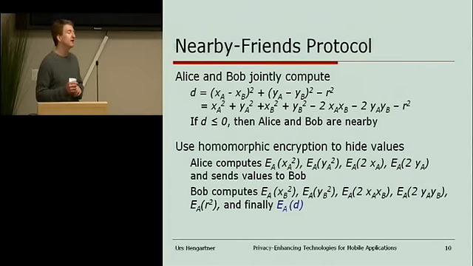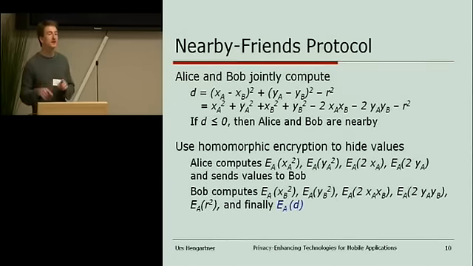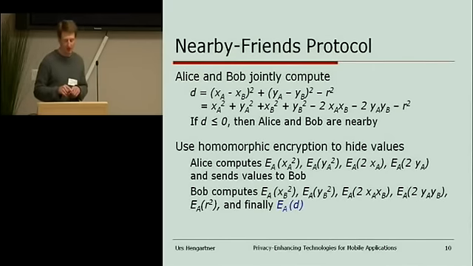Alice and Bob jointly compute the distance. This is the second line on this slide. This is just a standard distance computation. Well, actually, what we compute is the square of the distance. It doesn't really matter whether we need the square or the distance, both are sufficient for our purposes. In particular, computing the square is cheaper. So we compute the distance first, and then we subtract the square of a value r, where r is the distance that Alice and Bob consider nearby. So basically, if d is equal to or smaller than 0, Alice and Bob are considered nearby. What our protocol does is compute this value of d without Alice and Bob being able to learn the actual value.